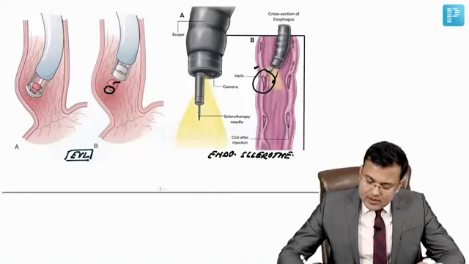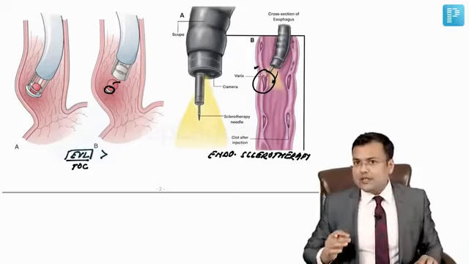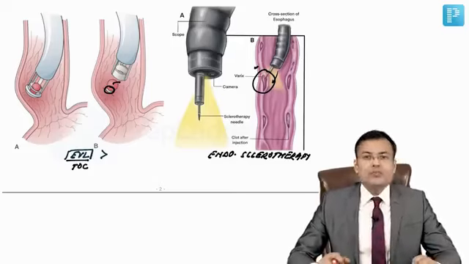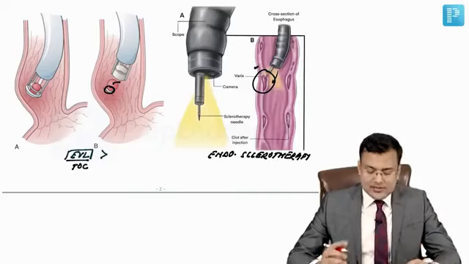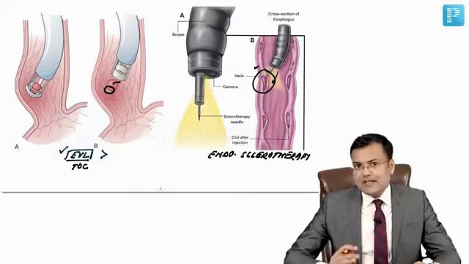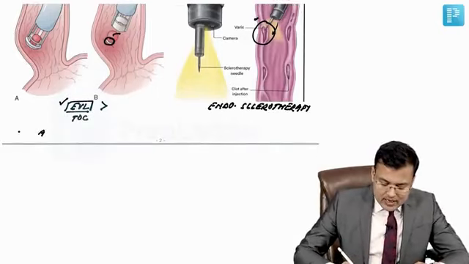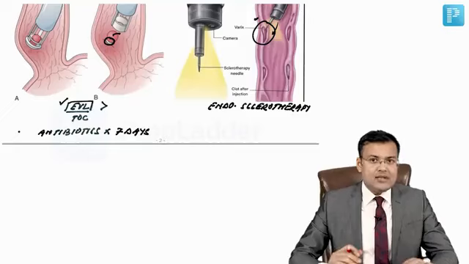Which one is the treatment of choice or which one is preferred? Obviously, endoscopic variceal ligation is preferred over endoscopic sclerotherapy. Why? Because endoscopic sclerotherapy can lead to esophageal perforation or has an increased risk of complications. So preferred is endoscopic variceal ligation. After that, in all patients, we have to start antibiotics, and antibiotics are given for 7 days. So this is how we manage the patients of variceal bleeding.